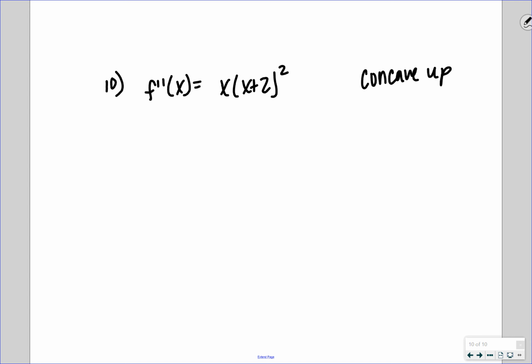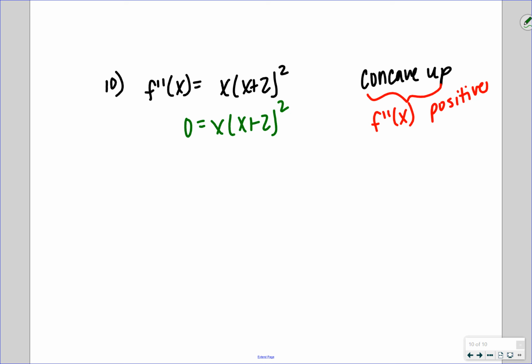Number 10. F double prime is x times x plus 2 squared. And the graph is concave up where? So first of all, concavity, second derivative, up, positive. So I've already been given my second derivative. I don't have to do any deriving. That's nice. I'm going to set it equal to 0. That's where my concavity changes would take place if they do. So that means that x is 0 and x is negative 2.